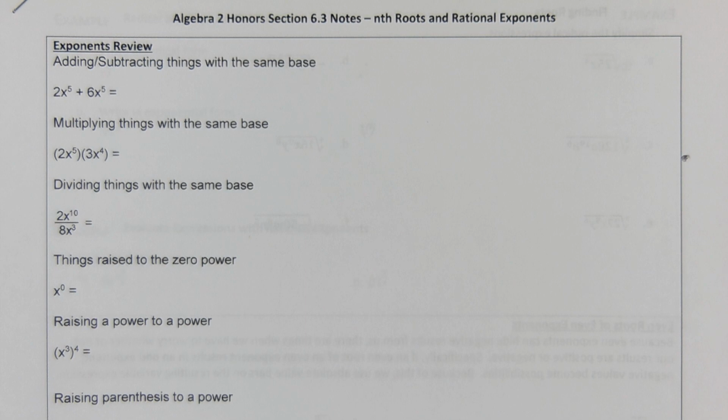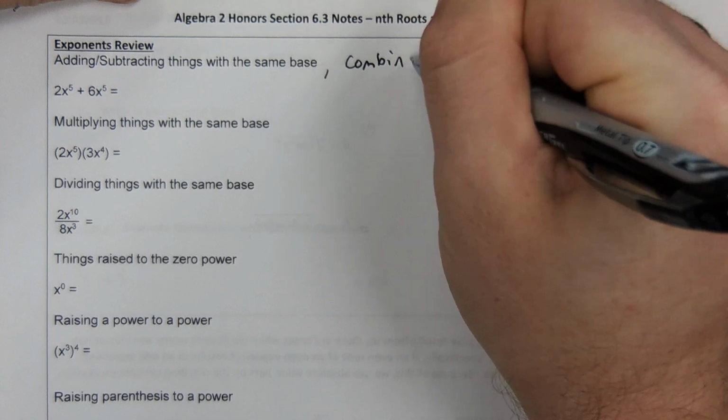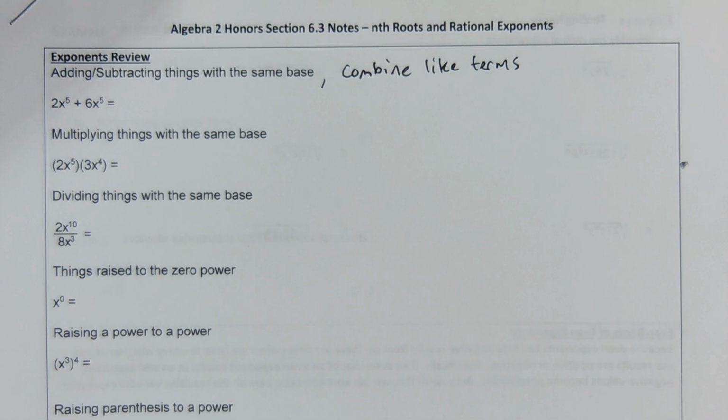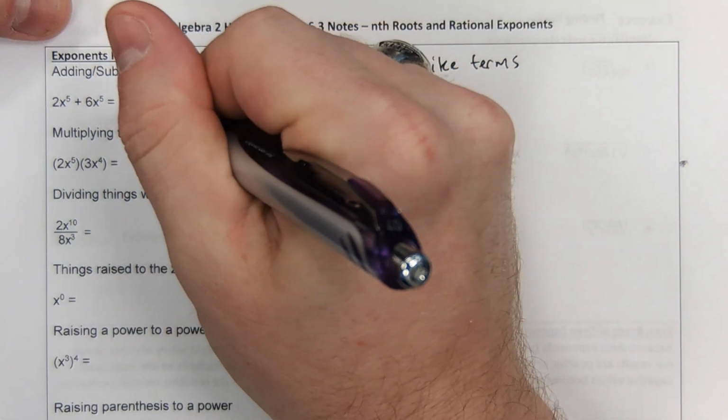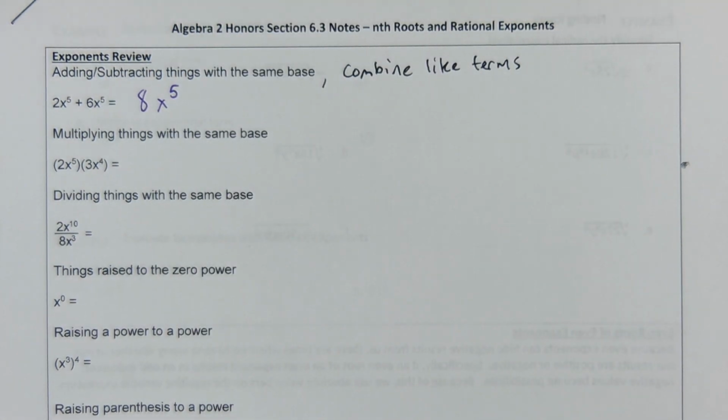If you are adding and subtracting things with the same base, all you're supposed to do is combine like terms. Like terms require the same base and the same exponent. So this really says I have 2 objects. I'm adding 6 more of the same objects. Like 2 cookies plus 6 cookies gets me 8 cookies. Nobody spoke, so I'll just say it. 8 cookies. There it is. So nothing changes with exponents when you're adding and subtracting objects. It's just going to change the number of those objects.